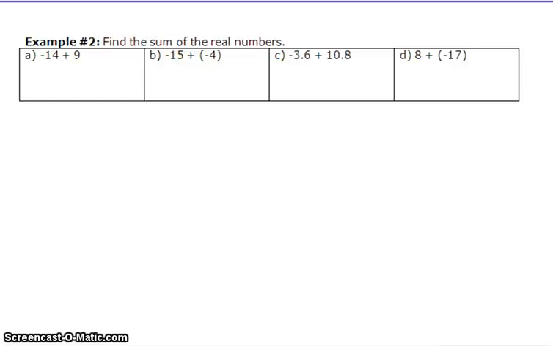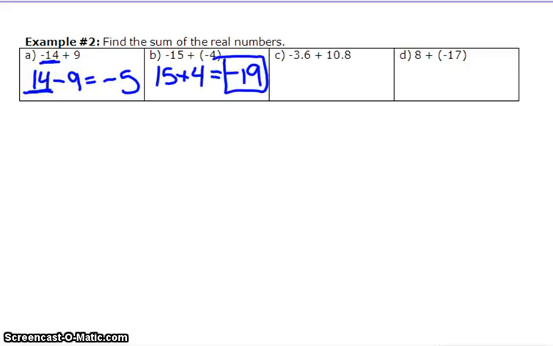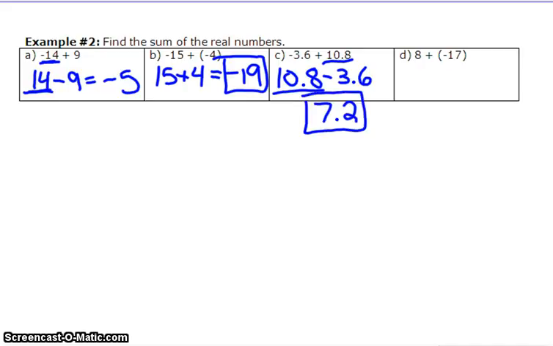-14 plus 9. They have different signs. So I take the absolute value, so it would be 14 minus 9, which is 5, and I keep the sign of the bigger number, so it would be -5. B, they have the same sign, so I add their absolute values, so these would be positive 15 and positive 4, so I would get 19, and I keep the sign. Their sign was negative. For C, they have different signs, so I subtract their absolute values, so I get 7.2, and the bigger number, the 10.8, was positive, so my answer is positive. 8 and -17, they have opposite signs, or different signs, so I take their absolute values and I subtract them. 17 minus 8 is 9. Since the 17 is the bigger number and it's negative, my answer is -9.